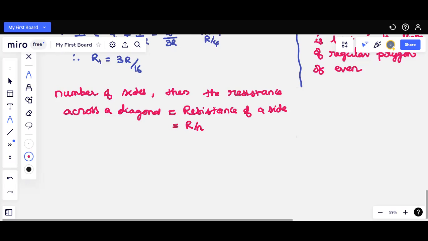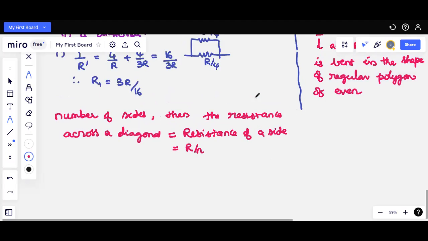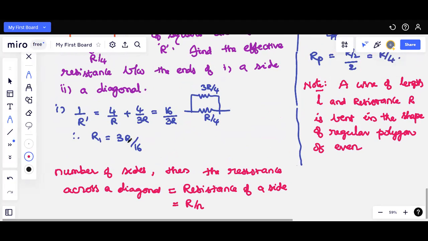You have understood this. But I want to caution you a little. For example, here there are 4 sides, so observe, what you got as the answer: 4 minus 1 divided by 4 square. Across a side, it is 4 minus 1 into R divided by 4 square. If it is 6 sides, 5R by 36 exactly. If it is n sides in a regular polygon, n minus 1 into R by n square. Am I right?